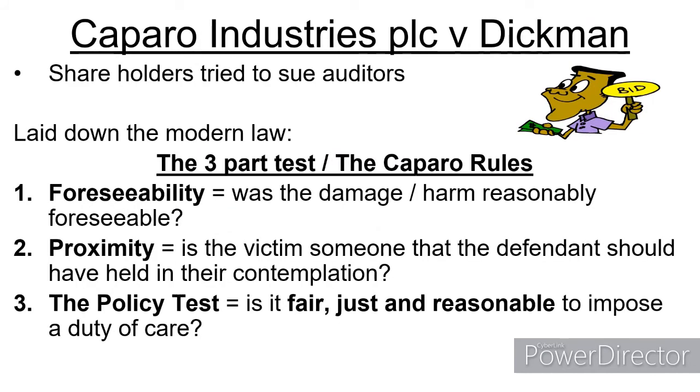From this two-part test in Donoghue versus Stevenson, Caparo added an additional element. Now, I wouldn't bother knowing anything about the facts of the case of Caparo. Just learn the three-part test of foreseeability, proximity, and a policy test. And it's the policy test that Caparo added.